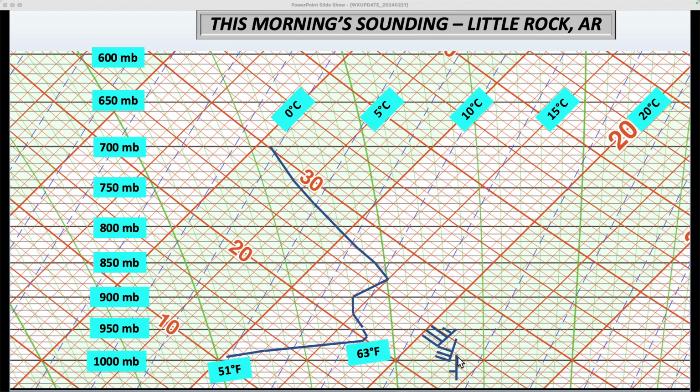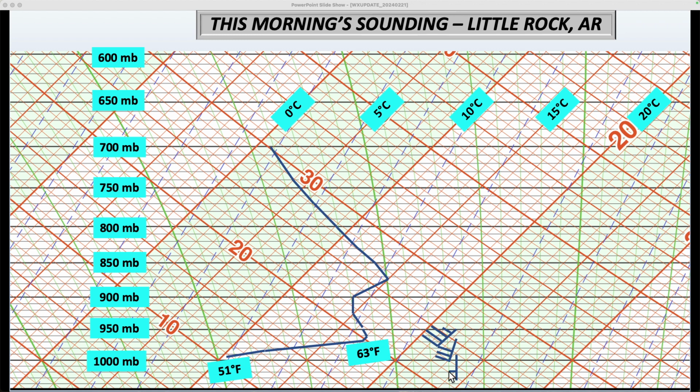So this would be south at 5. This would be south-southwest at 30: 10, 20, 30. And this is southwest at 35: 10, 20, 30, and then the short one is 5, okay? So up at this 63-degree level, 1,000 feet off the ground, the winds are roaring. Well, not roaring, but they're a lot stronger than the 5 knots at the surface.